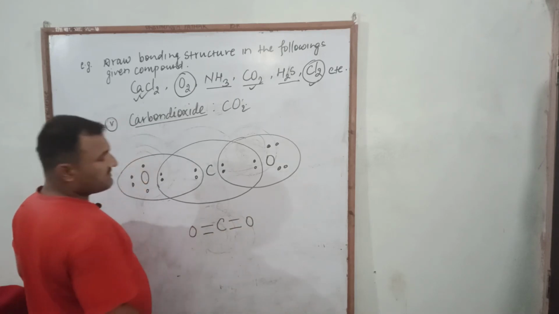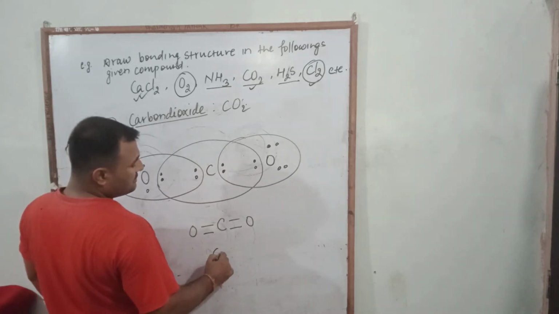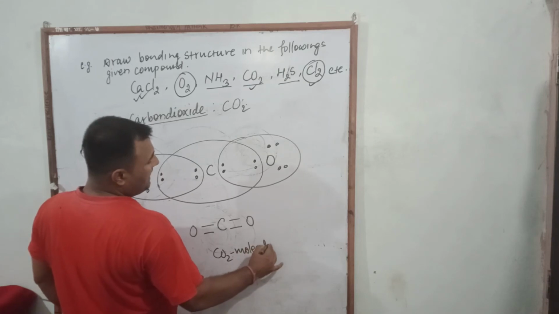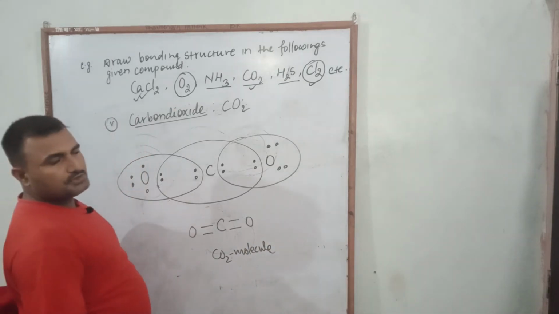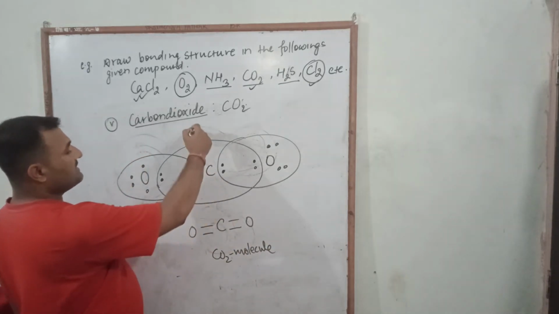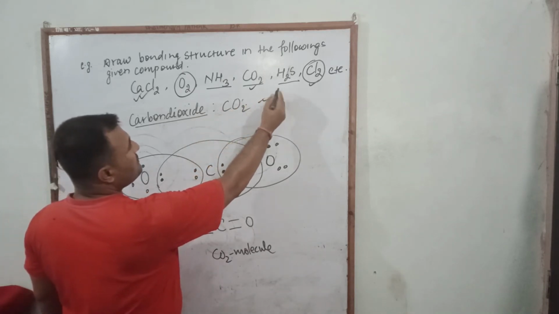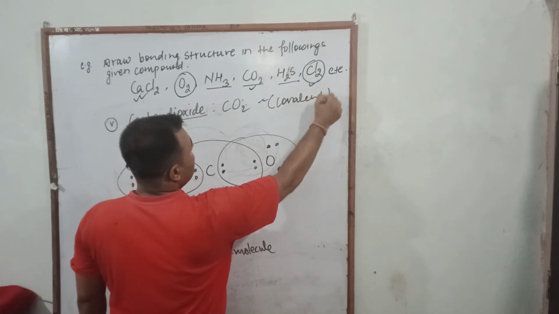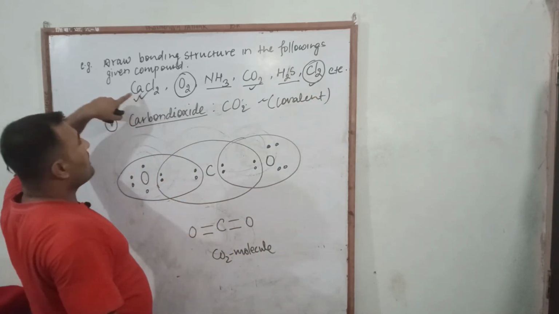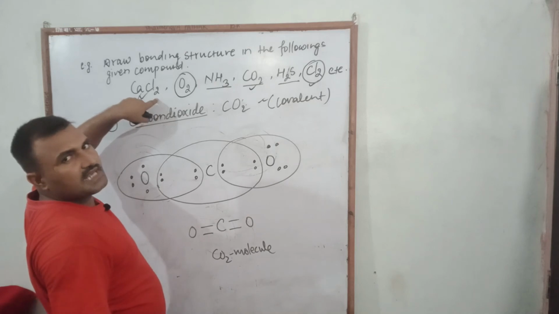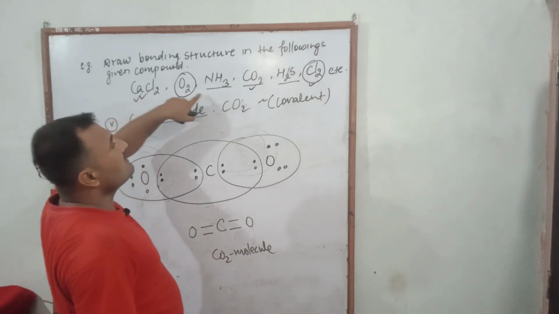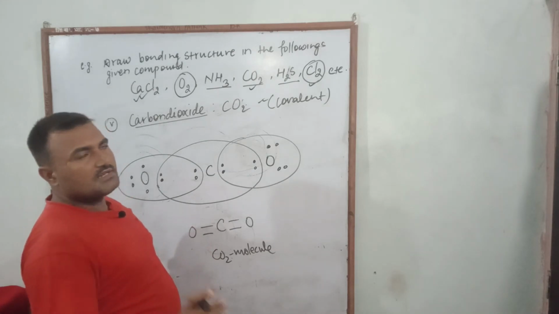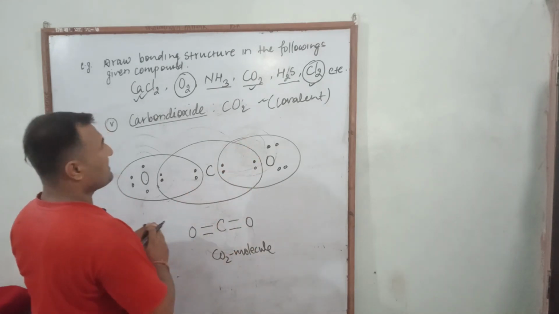a carbon-oxygen double bond is formed, which is called the CO2 molecule, and the bond is formed by sharing of electrons between carbon and oxygen, and it is a covalent bond. Which type of bond? Covalent. In calcium chloride, there is 1 metal and 2 non-metals, that is electrovalent, and in the rest only non-metals are found, therefore it is a covalent bond.